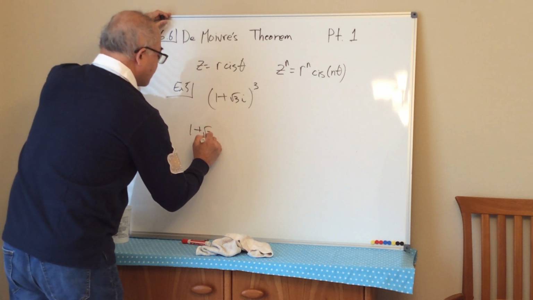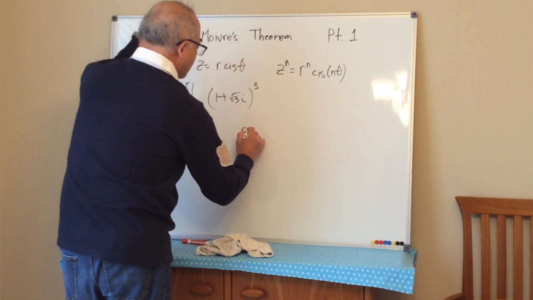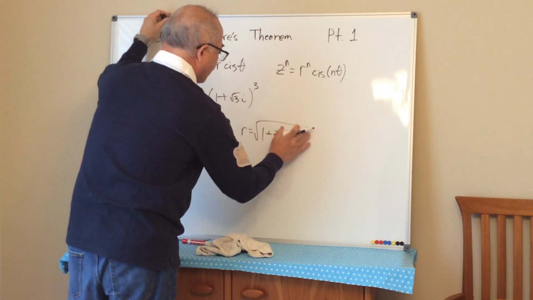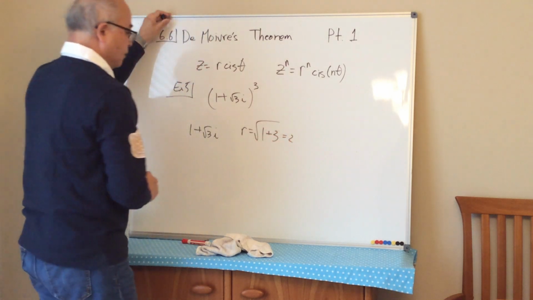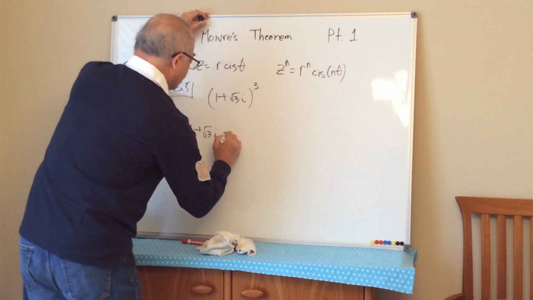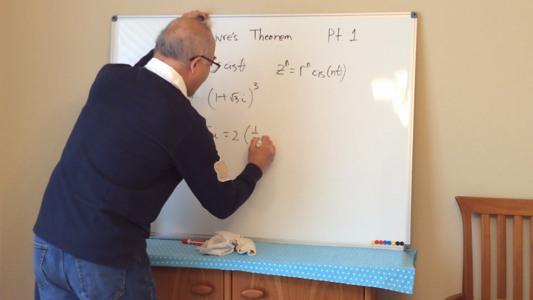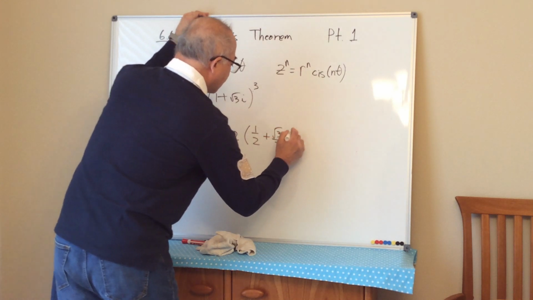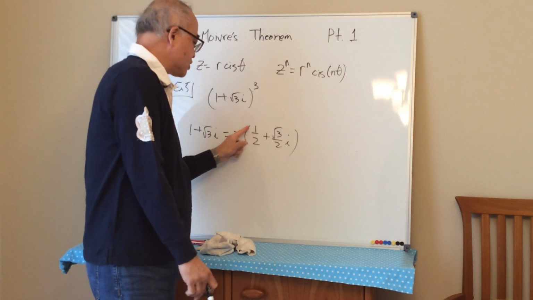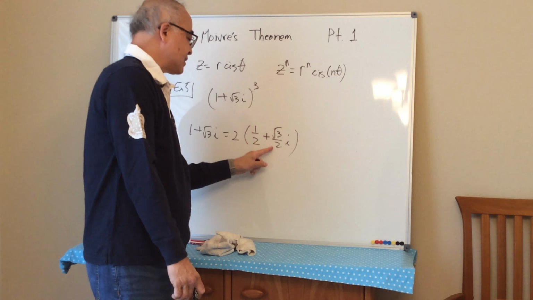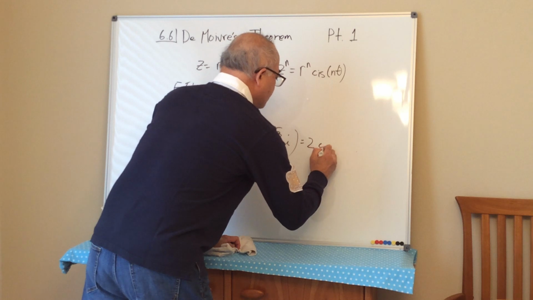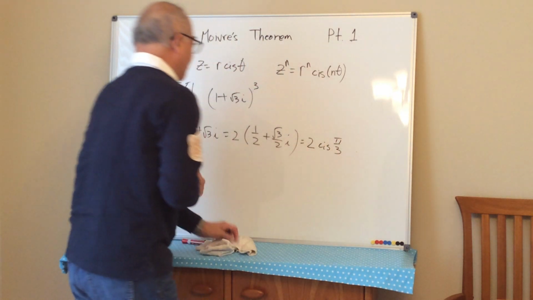1 plus root 3i. So the r is going to be what? R is going to be the root of 1 squared plus that squared, right? Which is going to be equal to 2. Okay. So this here is going to be equal to 2 times 1/2 plus that, right? So now I have to find an angle where cosine is that and sine is that, okay? And if you think about that, that's going to be pi over 3. So you have 2 cis pi over 3, right?